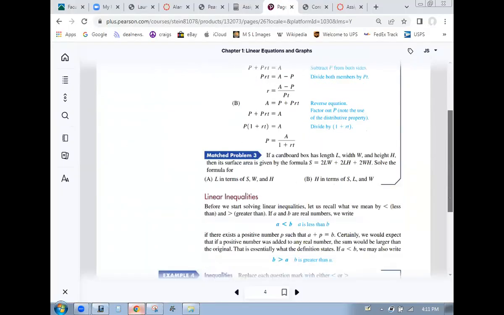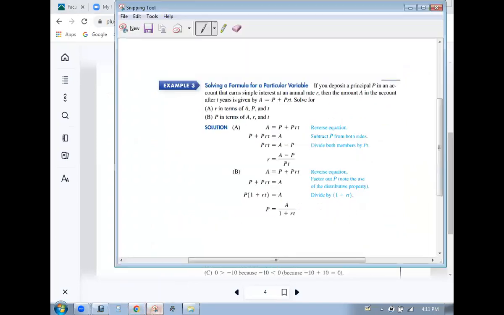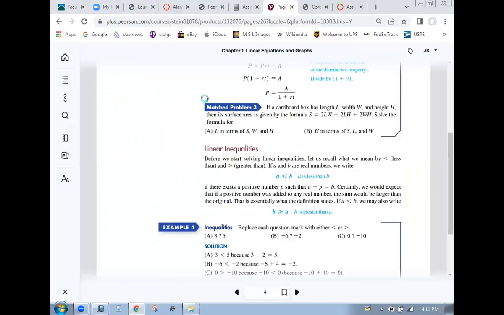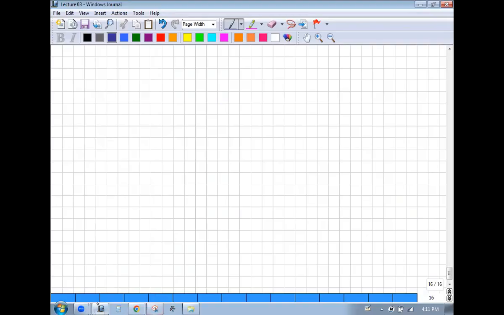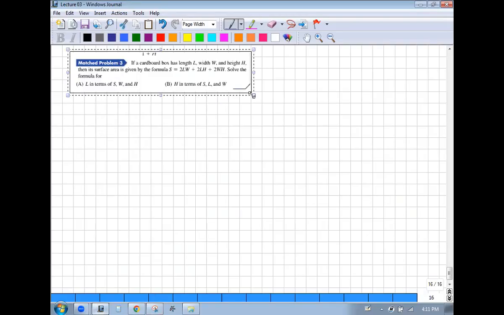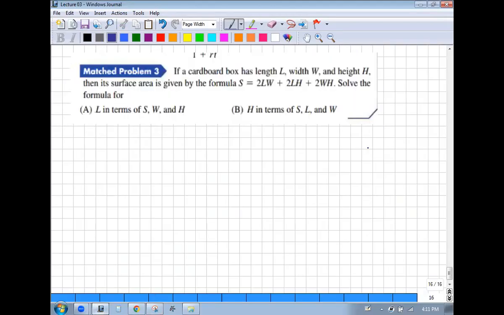All right, so let's look at a matched problem here. A cardboard box has length L, width W, and height H. Then its surface area is given by this formula: S for surface area equals twice length times width, twice length times height, and twice width times height.